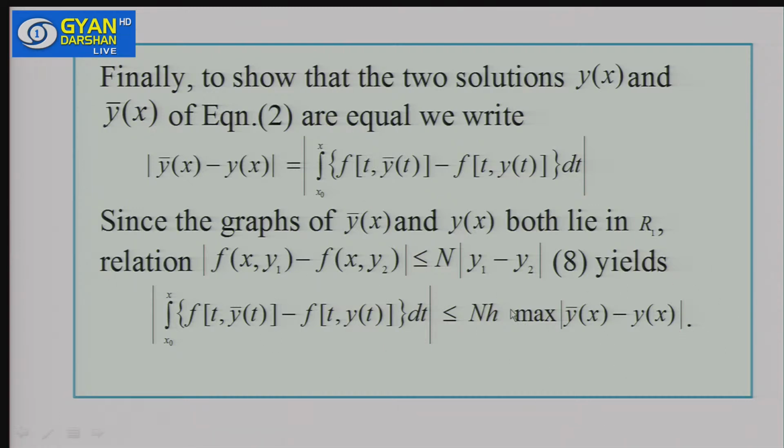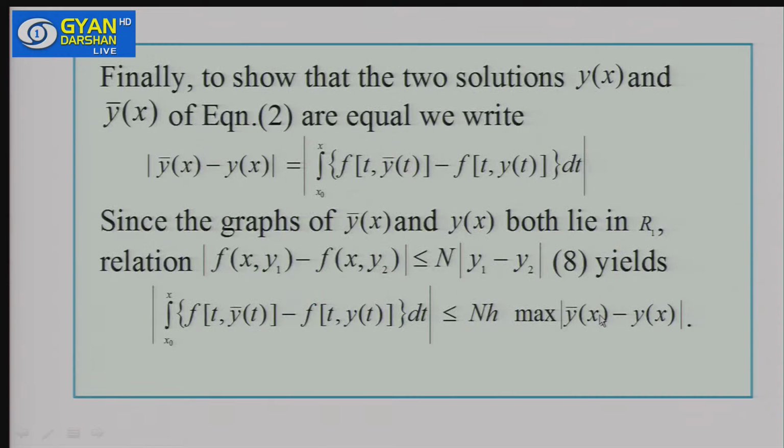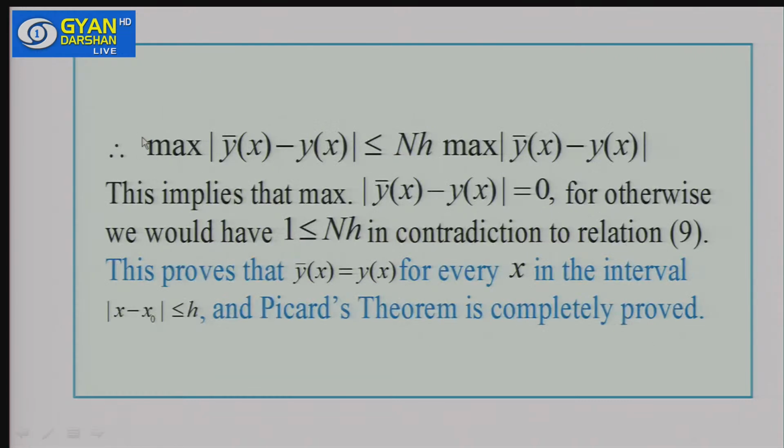Now the maximum of this is less than or equal to the maximum of this. This implies this is equal to 0. How? Okay, so the maximum of this is less than or equal to this for all the values. So the maximum of this will also be less than or equal to this, right? So this is what they have shown. The maximum of this is less than or equal to this.